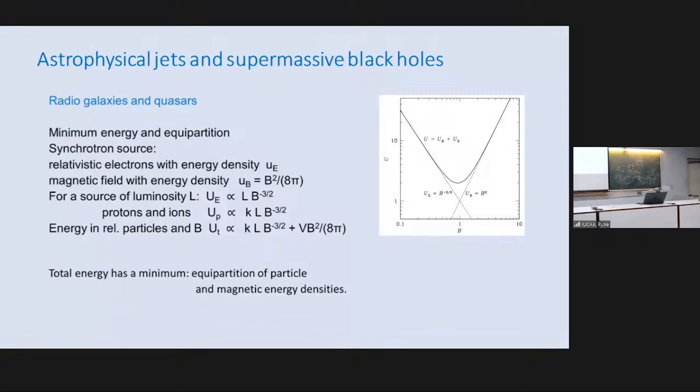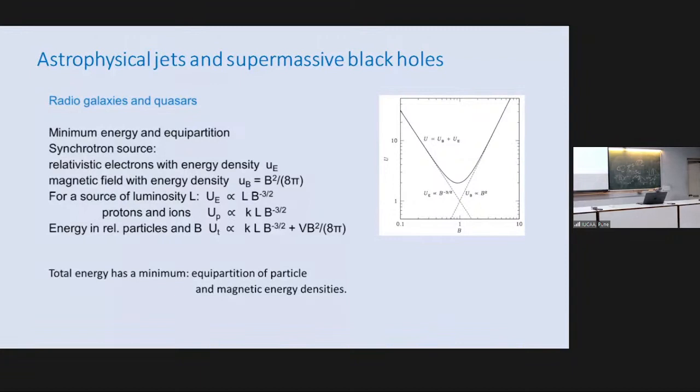What you see over here is that the energy in the particles varies as B to the power minus 3/2, and the magnetic field energy varies as B squared, and there is a minimum. If you differentiate this equation, you can calculate the total minimum energy. The minimum occurs when there is rough equipartition between the energy in the particles and the energy in the magnetic field. So by solving this equation and knowing the luminosity of the source and the spectral index, which you use to calculate the total luminosity, you can calculate the total energy content of the source.